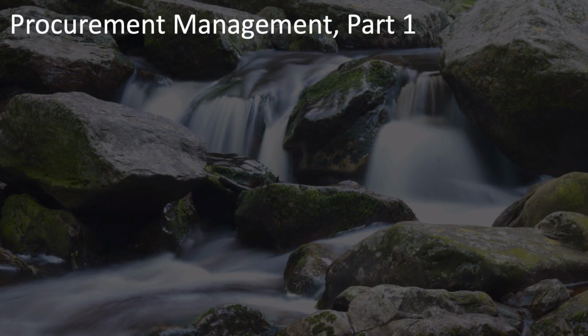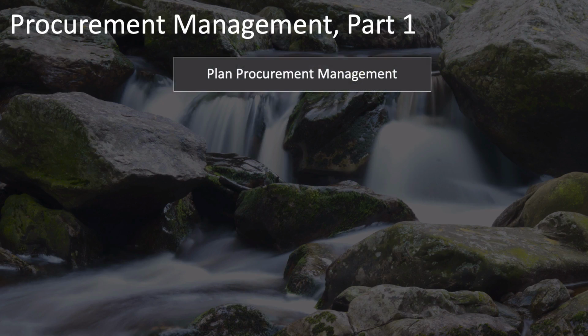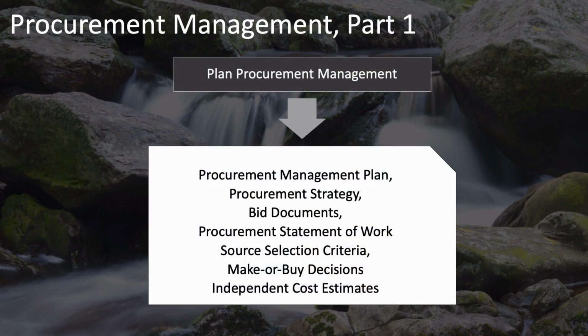And now we come to procurement management. Think about planning, executing, and monitoring and controlling processes and the main artifacts. The first process is plan procurement management, which has many outputs. Your procurement management plan, your procurement strategy, your bid documents, your procurement statement of work, your source selection criteria, your make or buy decisions, and perhaps some independent cost estimates.